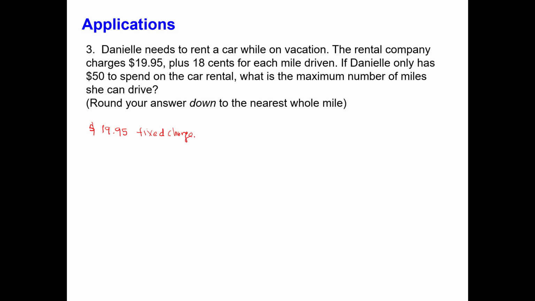Plus, they will charge 18 cents for each mile driven. Now it's 18 cents. Then we need to write here, this is not dollars, it's cents. And it's 18 cents per mile.